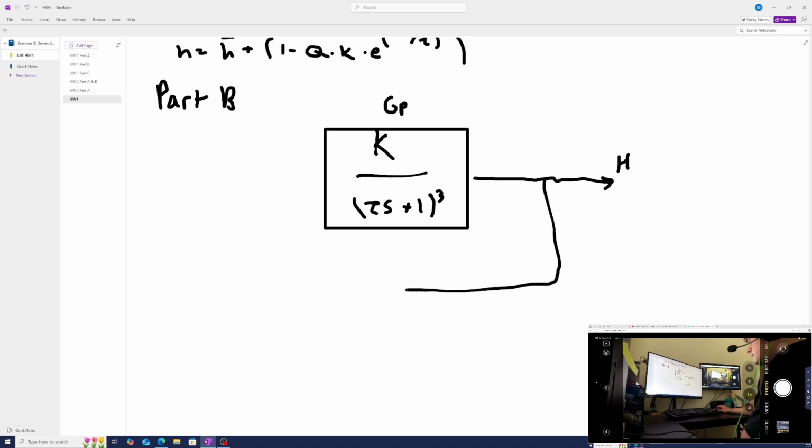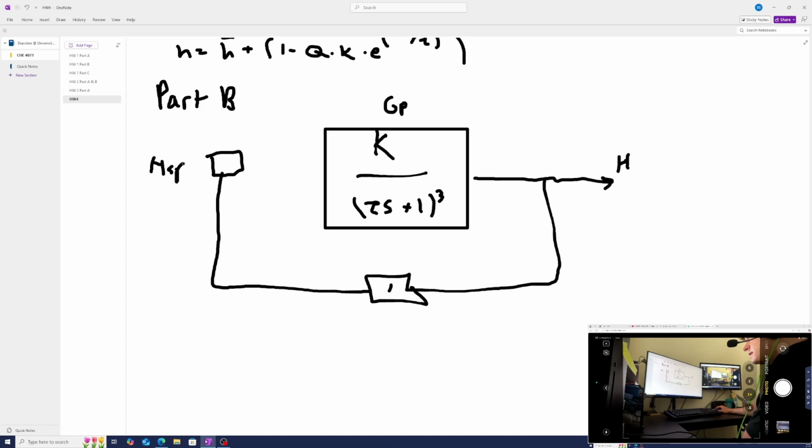So this will come back through our measurement device, which will just be 1 in this case, and go back up into here, which will calculate our error. So we have our set point, our height set point, go to here, which will give us our error, which will then go into our controller, which in this case is just going to be KC, and this will be our GC, and then this will go back into our process transfer function, and this loop will continue.